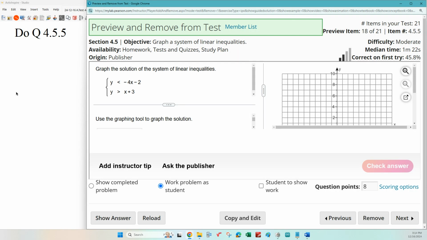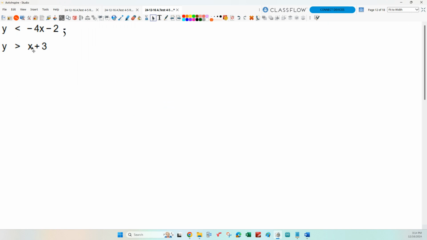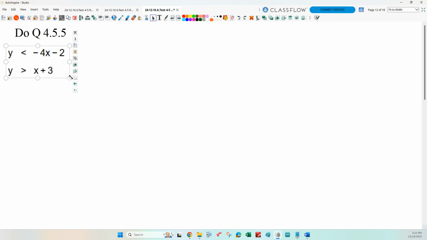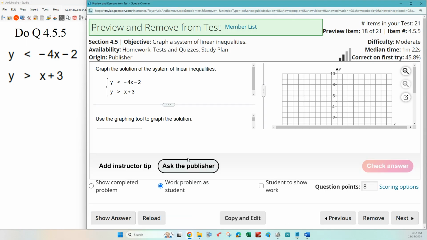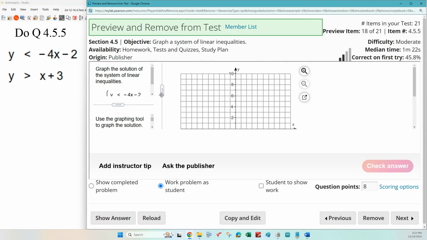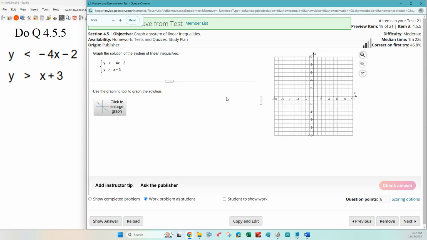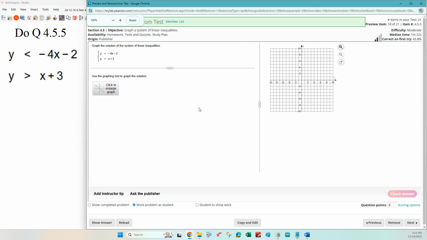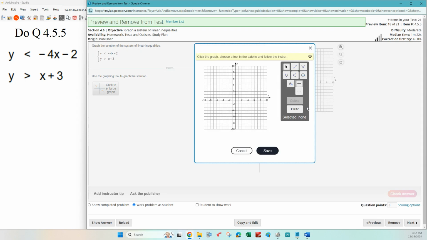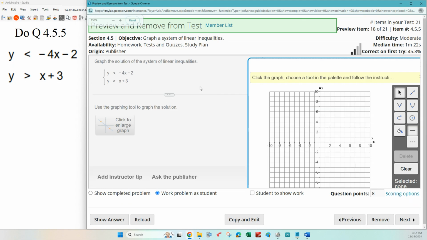Okay, so here's the system of linear inequalities that we're going to graph. Now let's look at that top inequality: y is less than negative 4x minus 2.